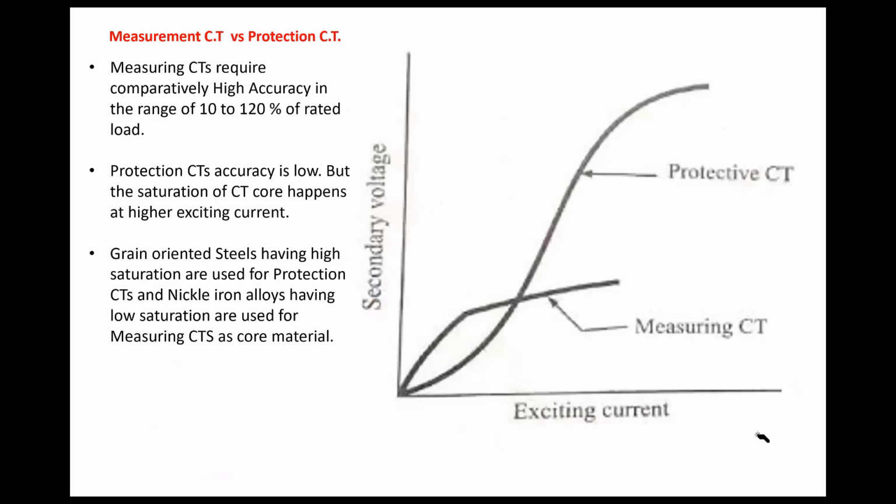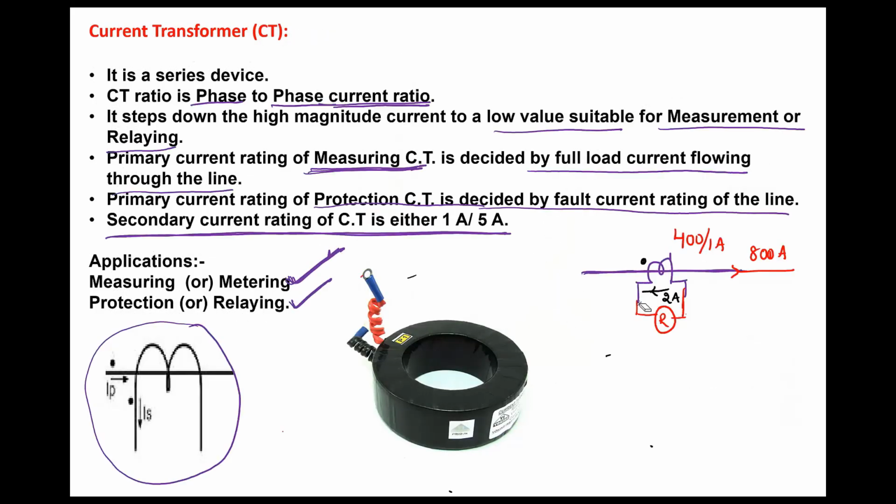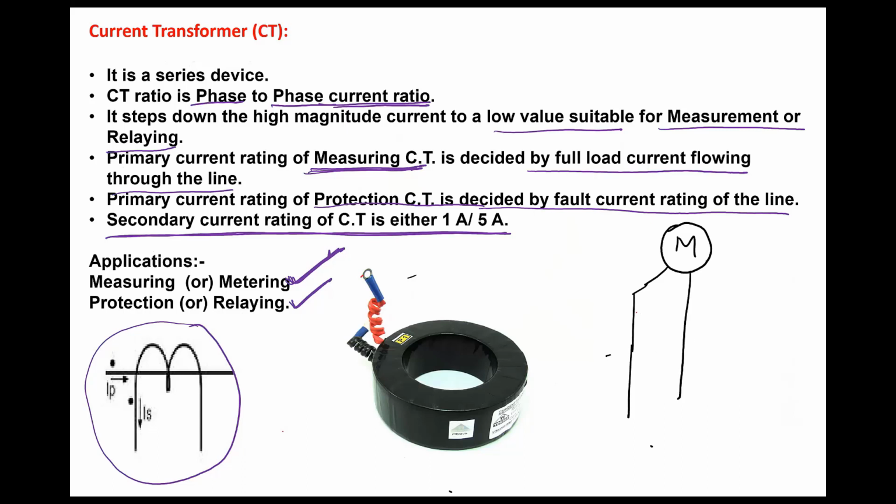Now, what is the difference between the protection CT and measuring CT? I'll tell you. In the previous case, we have seen a motor circuit. I'll explain you. Suppose this is a motor. And this is the feeder, or you have an MCB over here. MCB.